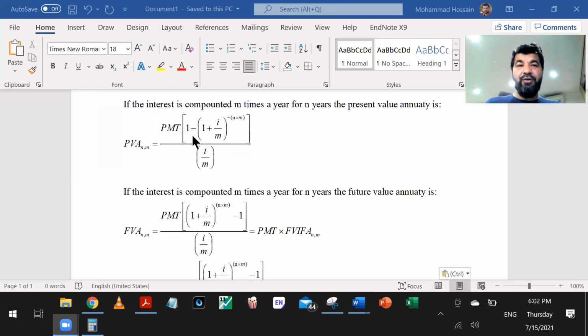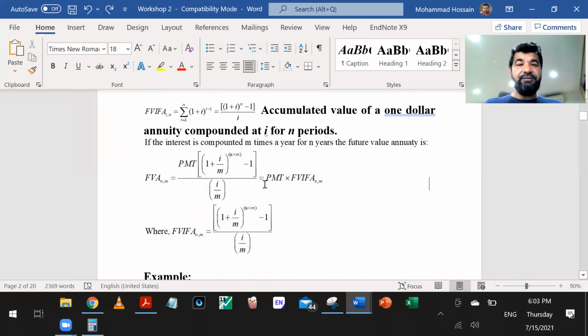There's a present value one, 1 minus. Future value one, 1 plus i by m to the power n, minus 1. So the 1 minus this one comes for present value, at the beginning; for future value, at the end. That's the difference. Otherwise everything is fine. Okay, cool. Now let's move on to another example.